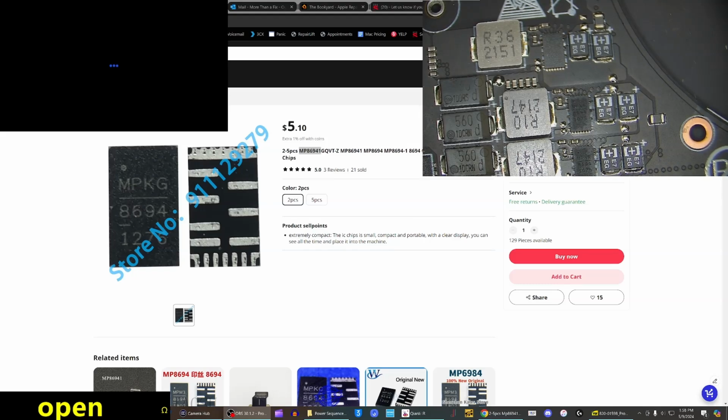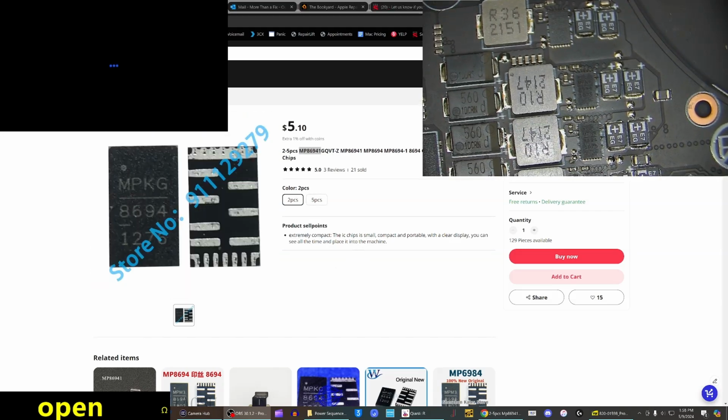I found the chip, and blah blah blah. It's only available in China, of course. So I have to wait a long time to actually get the part that I need. But what we can do is just remove this right now. We'll see if we see a difference. Then I guess whenever I get this chip back.